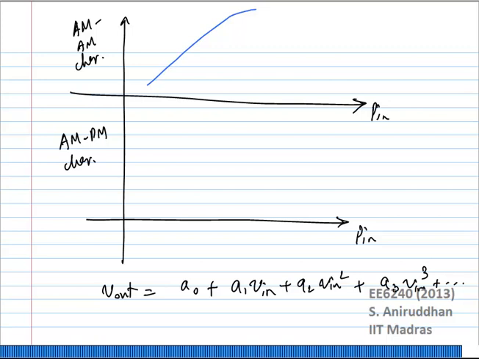Okay, so if you had a nonlinear system which you wanted to represent as a polynomial, let us say, right? How would you represent the system? Yeah, I understand you have to look at the phase. That is why I drew this AM/PM characteristic. So you may have something like this, right? But how would you represent the nonlinearity as a polynomial?